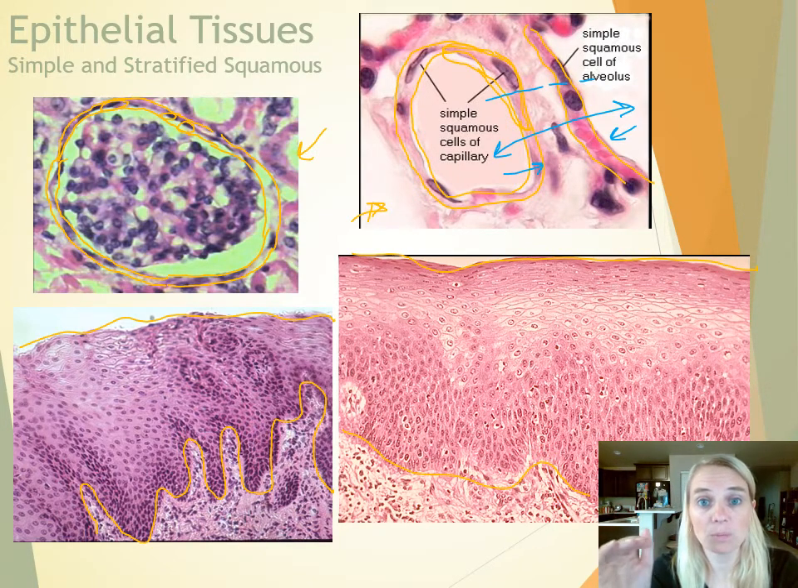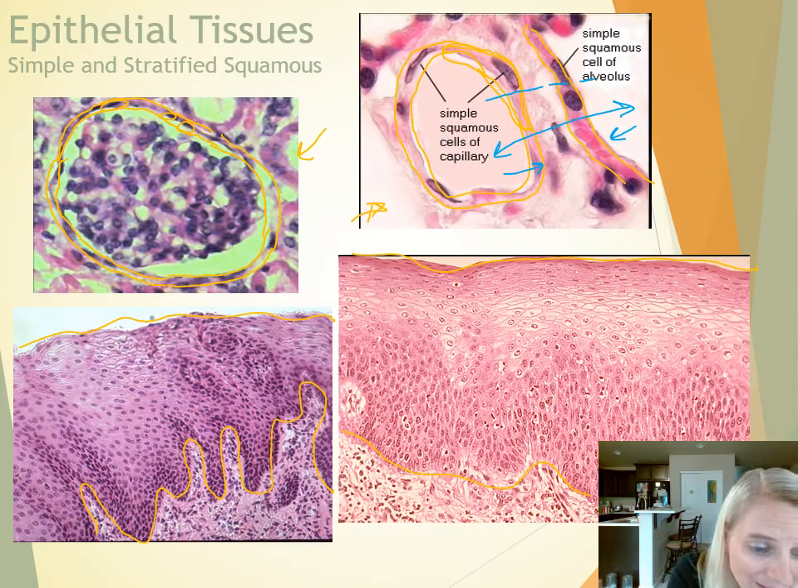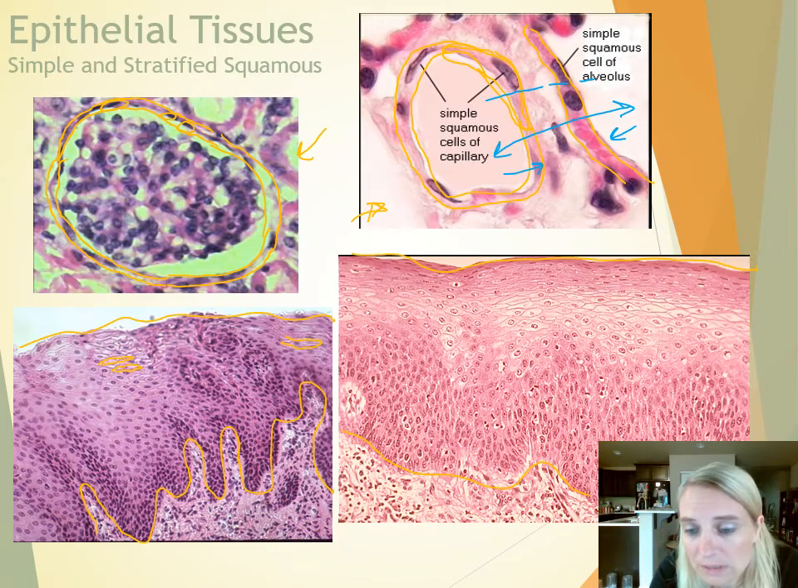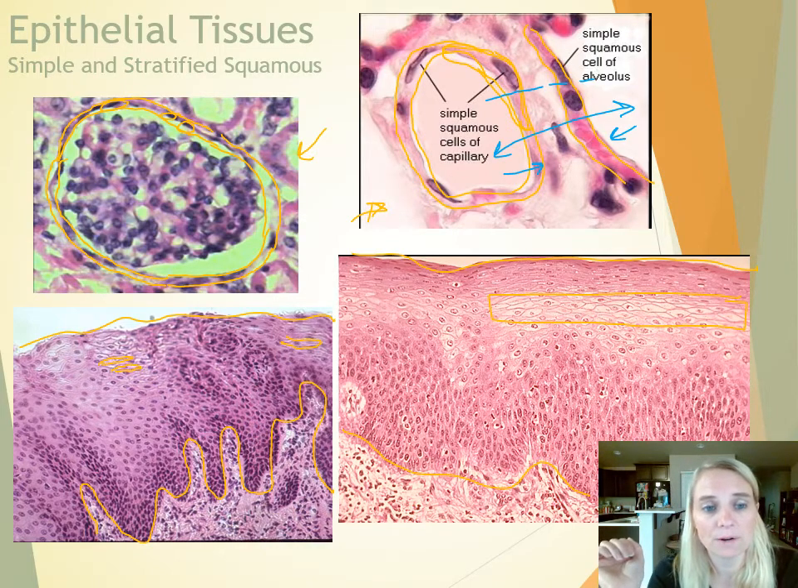Now let's look for the shape. So we want the uppermost layers. You can kind of see these cells up here are flattened like a pancake. Not all of them are super clear. This one's a little bit easier. Look at this bracket right here. Those are nice flattened shaped cells. So this is going to be stratified squamous.